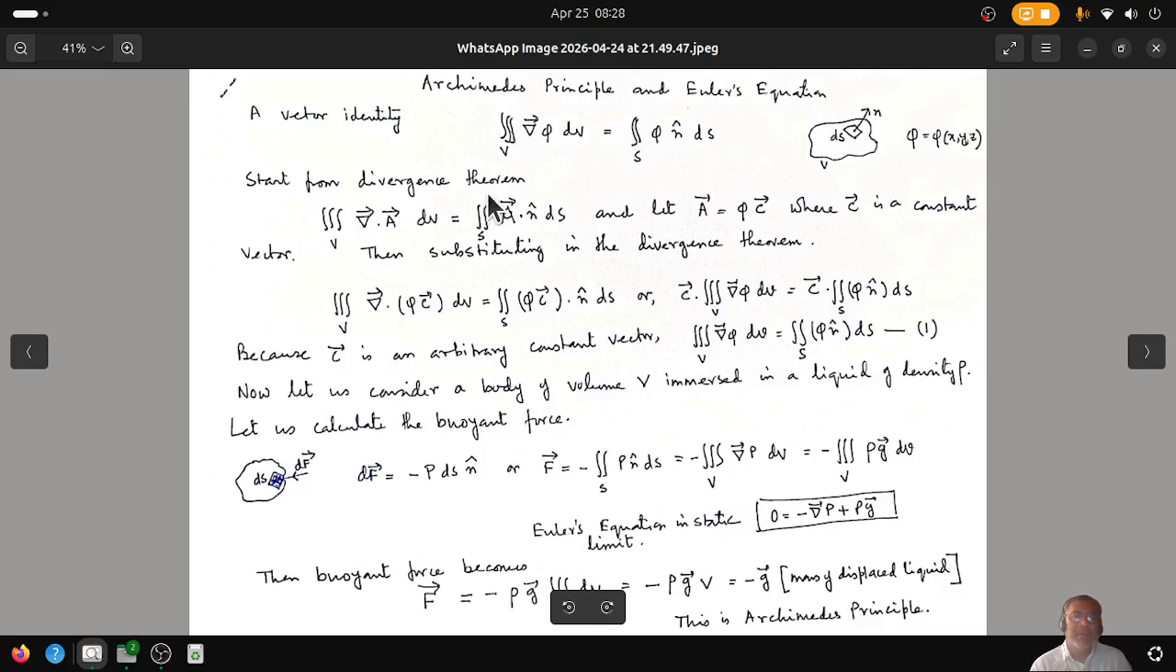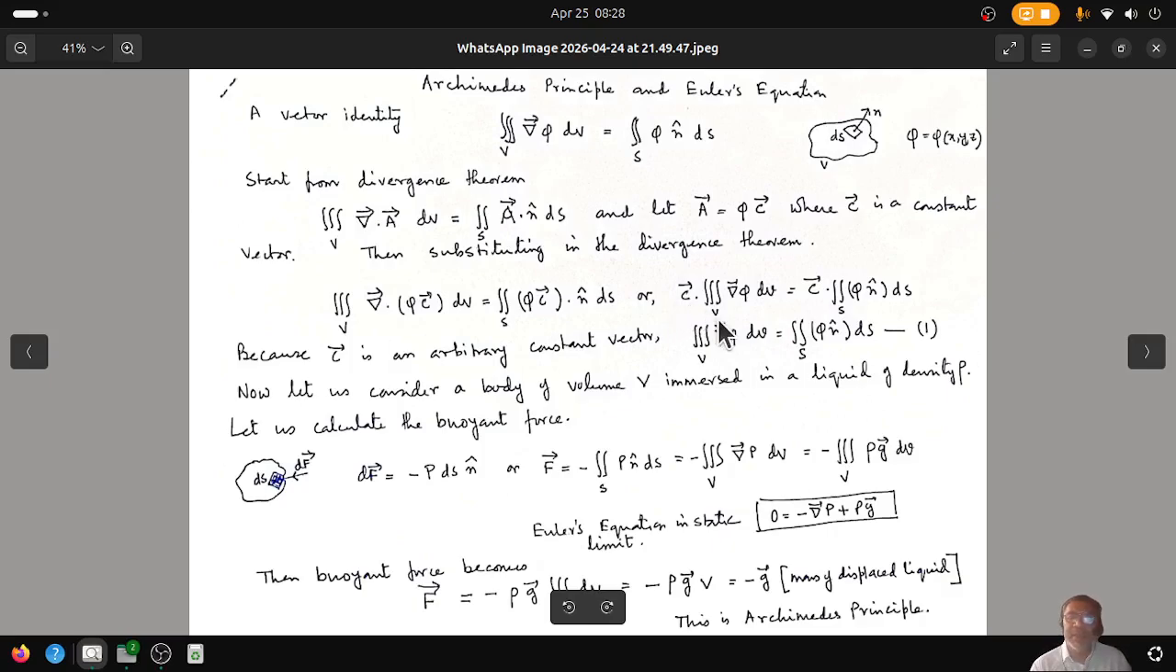Now we start from the divergence theorem: the volume integral of divergence of A dV equals the surface integral of A dot n dS. In place of A, we substitute phi, our scalar field, multiplied with a constant vector c, which is an arbitrary constant vector. After we substitute, we get the volume integral of divergence of phi c dV equal to the surface integral of phi c dot n dS. But c is arbitrary, so we can take c out because it's constant as well as arbitrary.